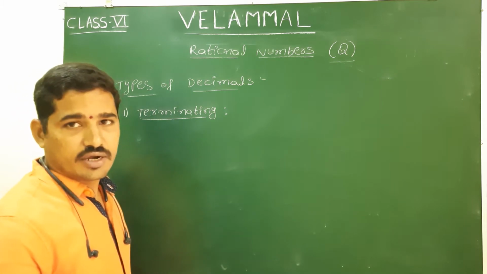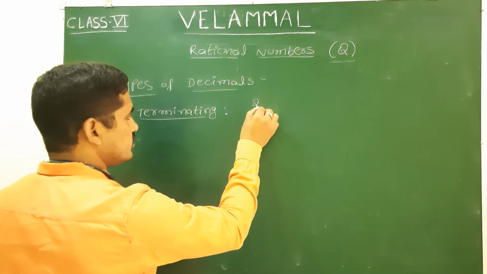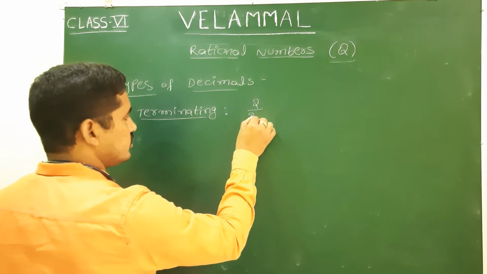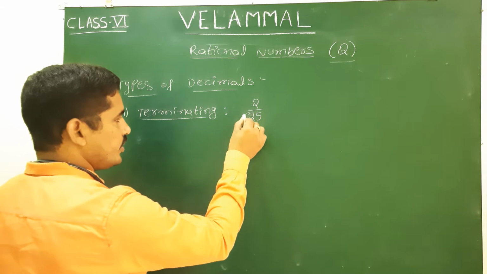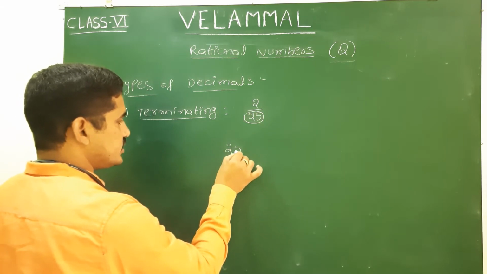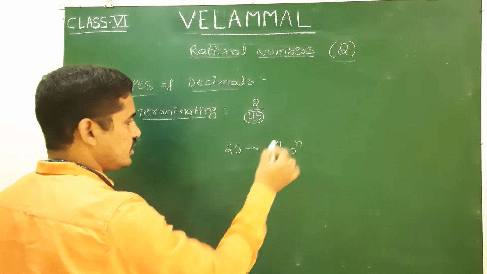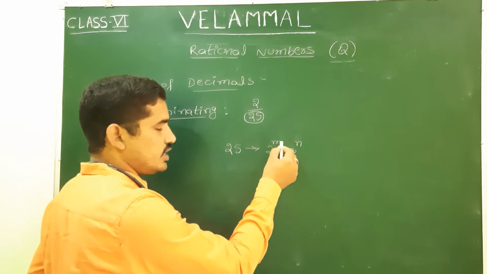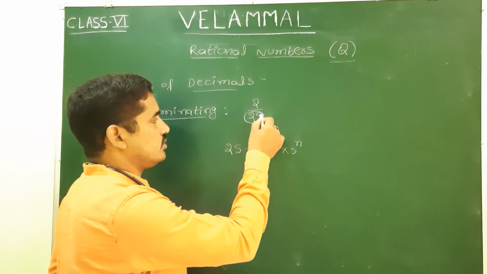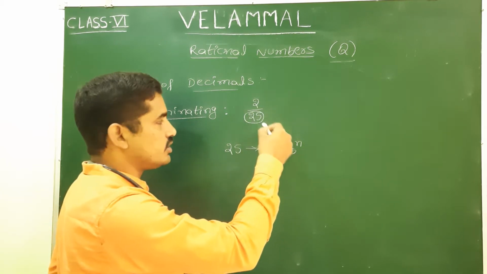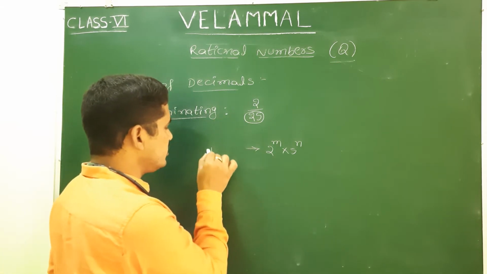Every fraction can be written in the form of a decimal. So for any fraction, for example, we are taking 2 by 25. If the denominator is expressed in terms of 2 power m into 5 power n, that means any 2 power any number into 5 power any number, then that fraction, that number, is called a terminating decimal.